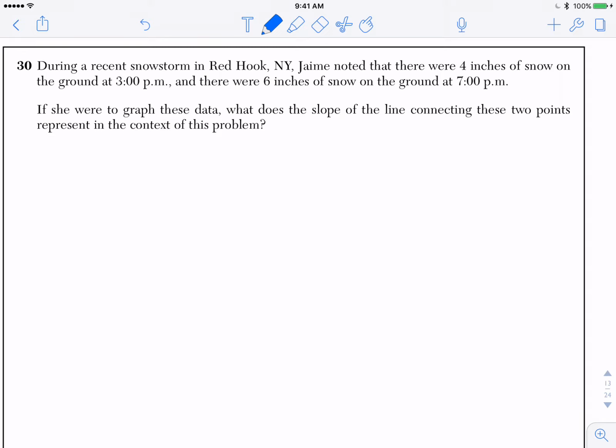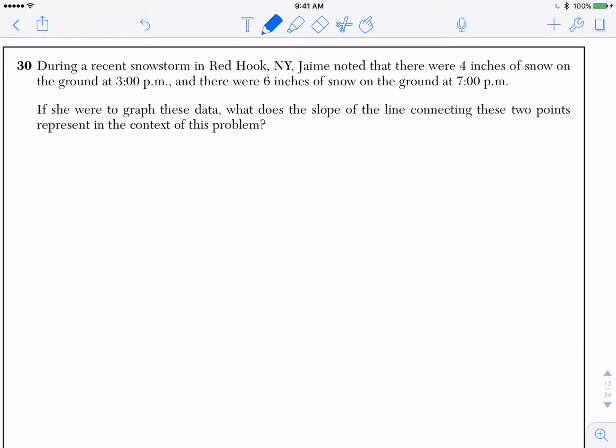Okay, for number 30, we basically have a slope question here, and it's asking us to identify what the slope represents, not even for us to find the slope. It says during a recent snowstorm, there's 4 inches of snow at 3 and 6 inches of snow at 7. So if we think about this, what would the slope of these values represent?